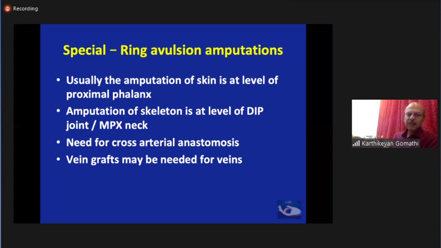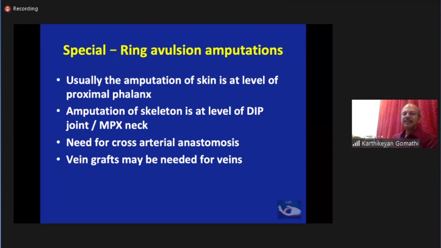Then the last type of special characteristic, special replant, is the ring avulsion amputation. Here we need to remember that usually the amputation of skin is at the level of the proximal phalanx, but the amputation of the skeleton is at a different level. It is at the level of the distal interphalangeal joint or the middle phalanx neck.